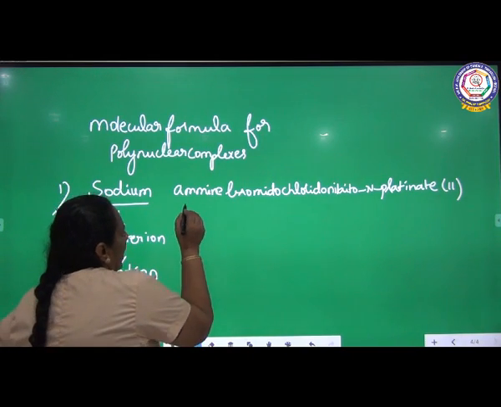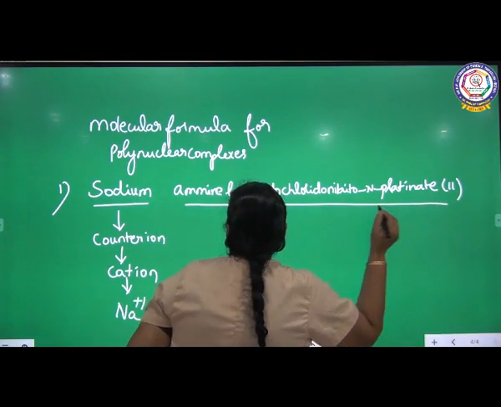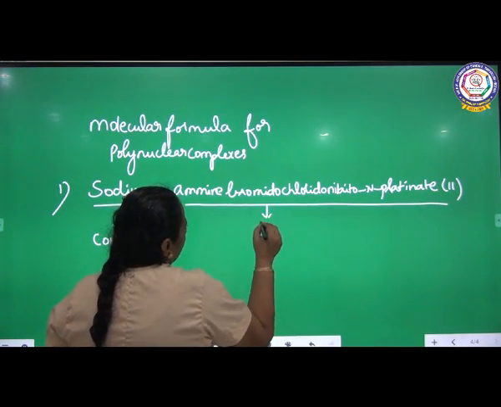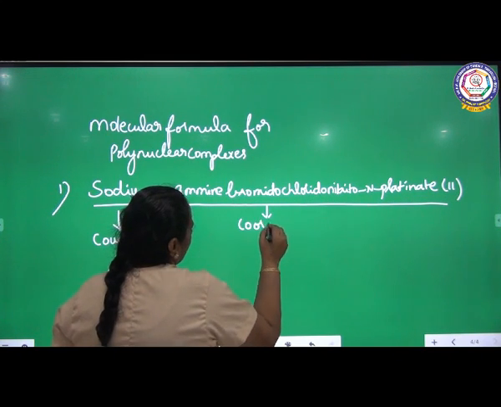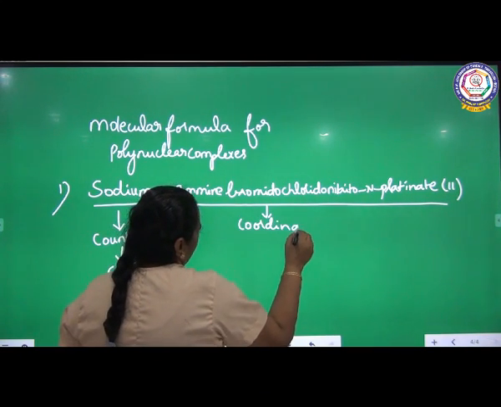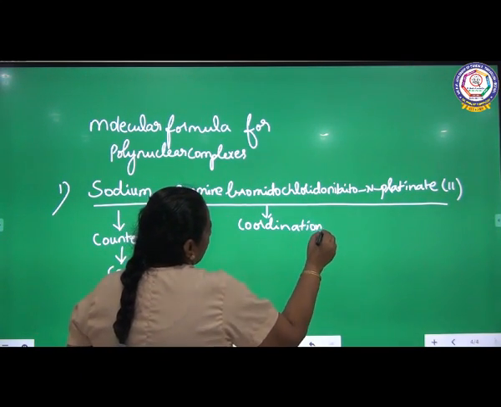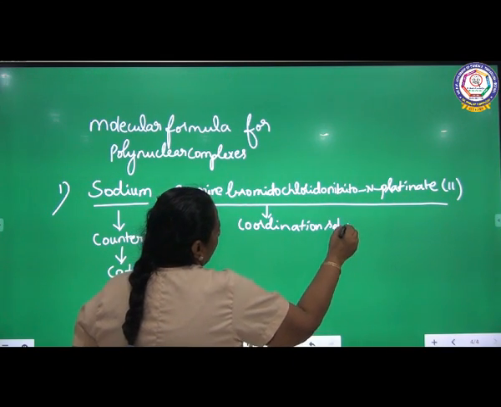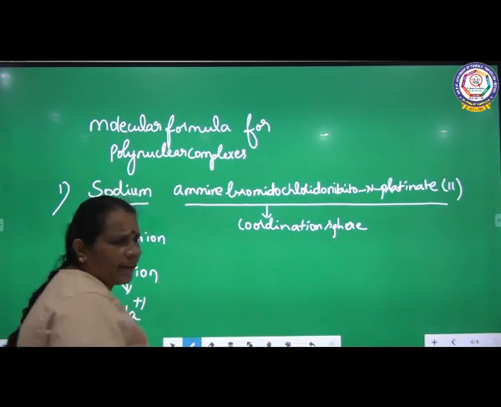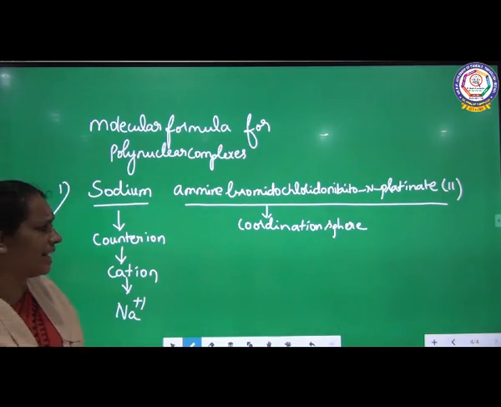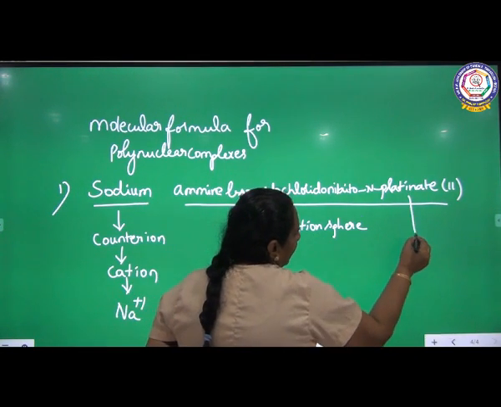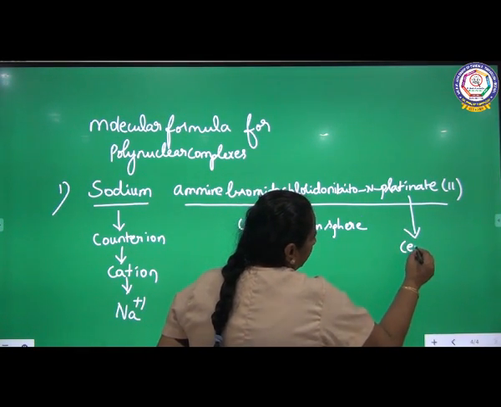Now you see the other part. It is called the coordination sphere. So we have to arrange the species in the coordination sphere. Here it is the central metal ion.